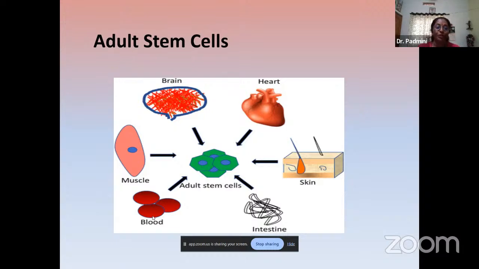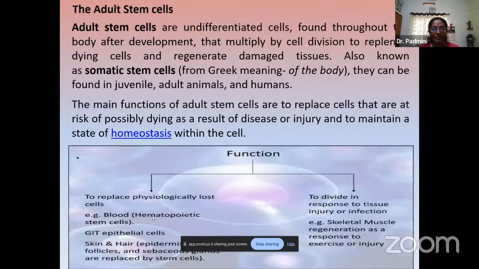But nevertheless, if you isolate that particular stem cell, you are able to grow whatever cell you want, whether you want to grow a heart, a brain cell, muscles, blood or skin grafting, and all these things can be done with adult stem cells. So, what are adult stem cells? These are undifferentiated cells found throughout the body after development that multiply by cell division to replenish dying cells and regenerate damaged tissues, also known as somatic stem cells. They can be found in juvenile and adult animals, and of course, humans.